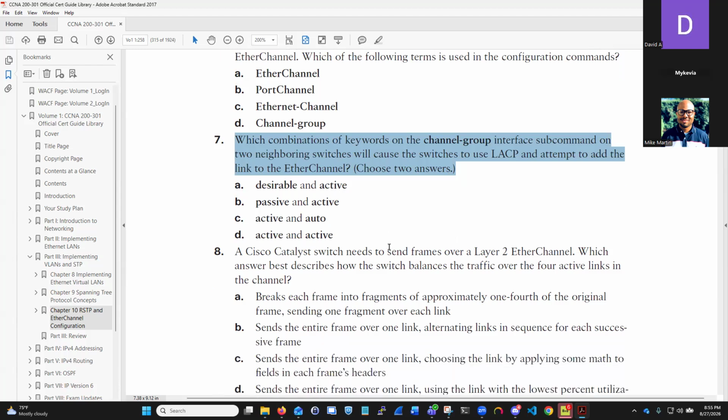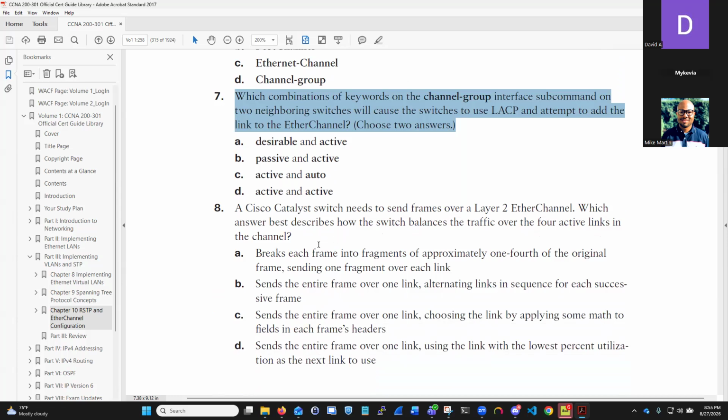Okay, all right. So, question 8. A Cisco Catalyst switch needs to send frames over a layer 2 ether channel. Which answer best describes how the switch balances the traffic over the 4 active links in the channel? Mike. Take your time.